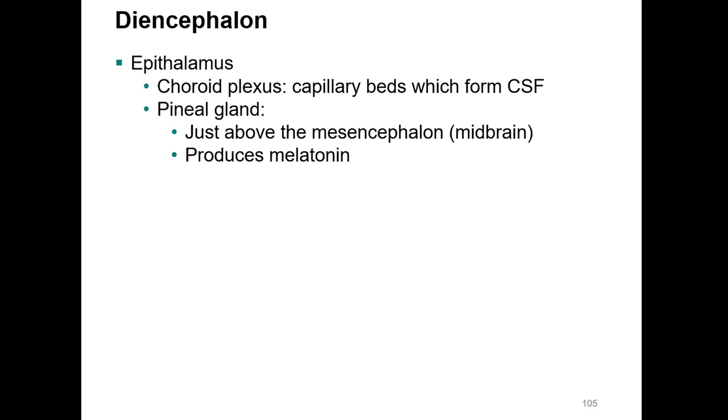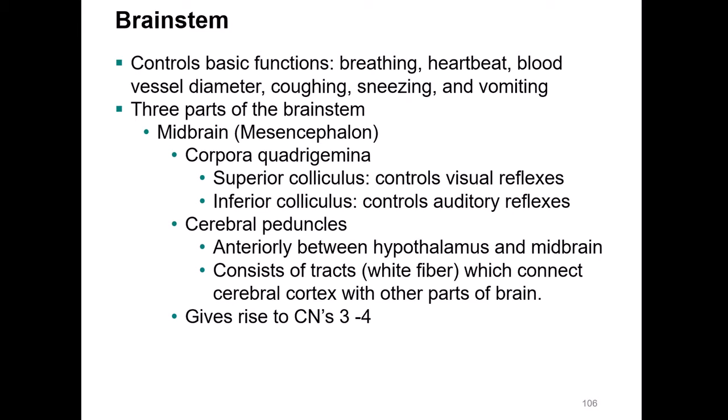Okay, so the epithalamus is above the thalamus. And again, the two structures I'd like you to know are the choroid plexus, the capillaries that help to make the cerebrospinal fluid, and then the pineal gland, which produces a hormone known as melatonin. Okay, so that's the diencephalon.